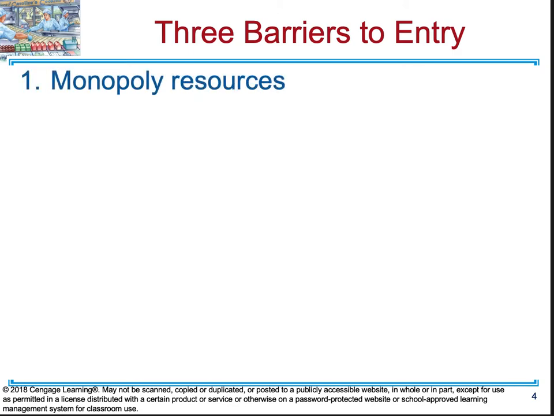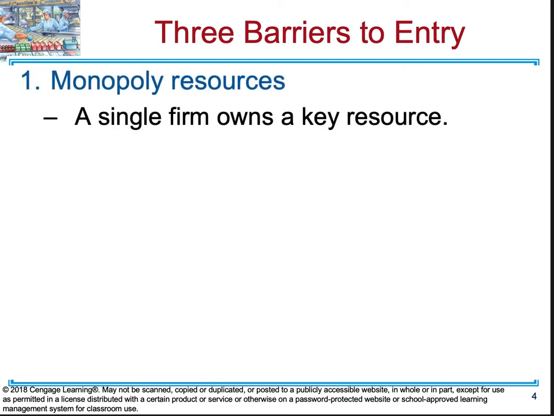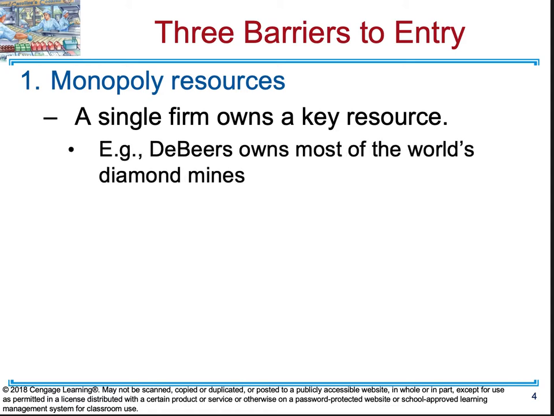The first barrier to entry is monopoly resources, where a single firm owns a key resource. An example of this would be De Beers. They are a diamond producing company located in South Africa, and at one point in time, they owned 95% of the world's diamond mines. In this case, they have a stronghold on a key resource.